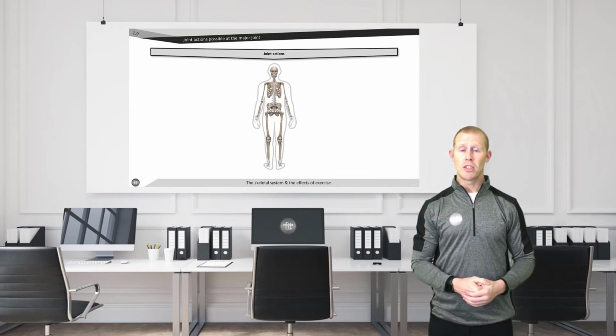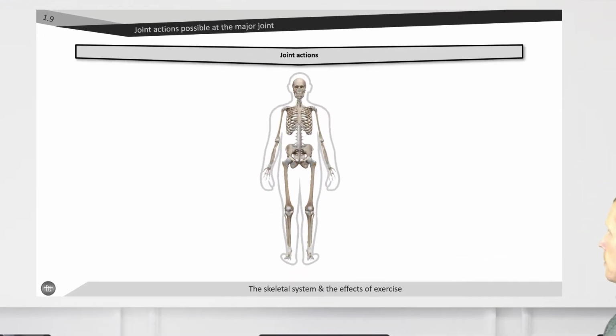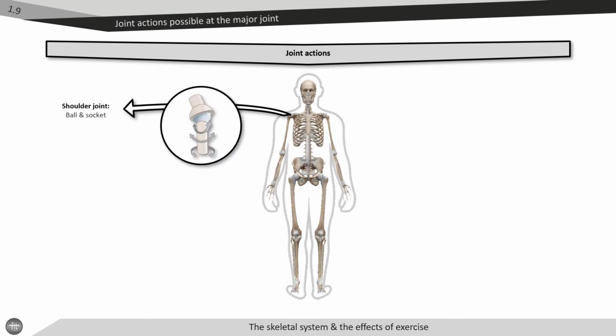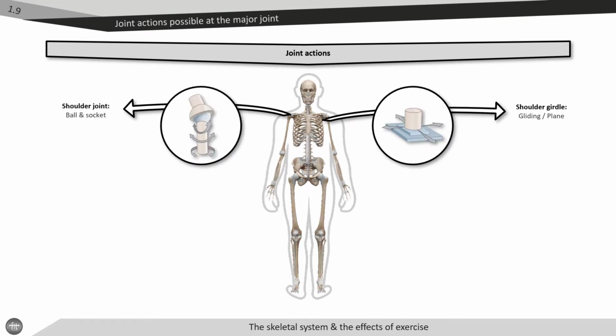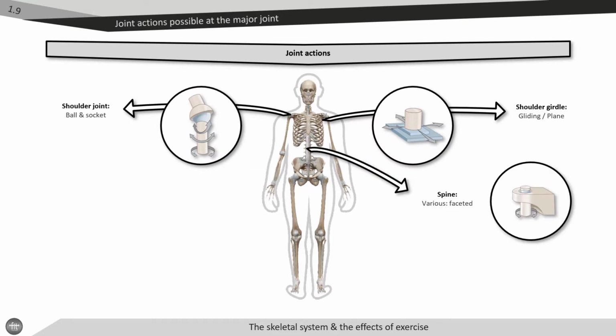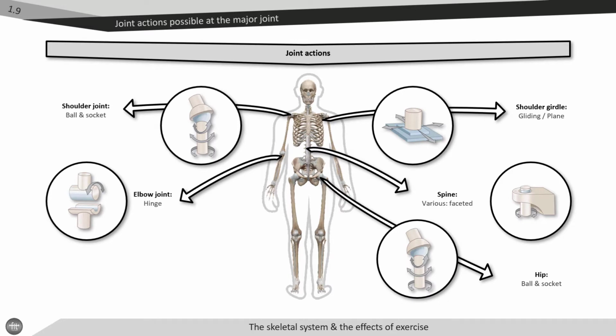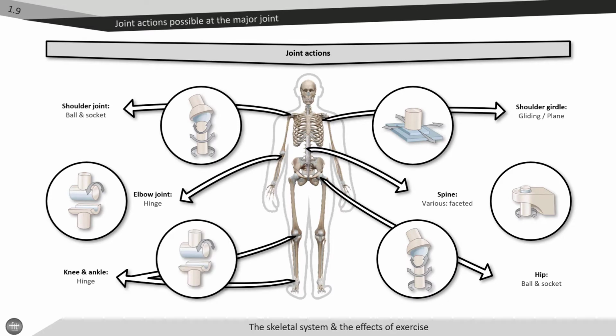So let's have a look at the various joint actions available. Muscles pull on bones to create different joint movements depending on the type of the joint. We'll now look at the specific terminologies used for describing the major joint actions possible at the shoulder, which is a ball and socket joint, the shoulder girdle, which is a gliding or a plane joint, the spine, which has various facet joints at different locations, the elbow joint, which is a hinge joint, the hip joint, which is a ball and socket joint, and finally we'll look at the knee and the ankle joints, which are both hinge joints.